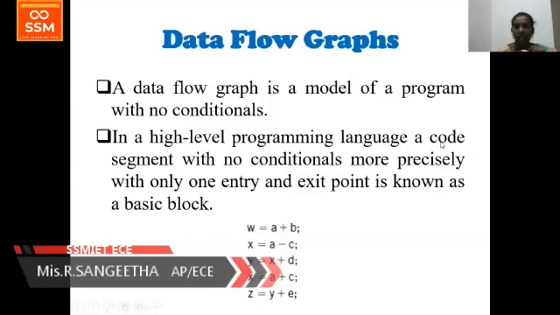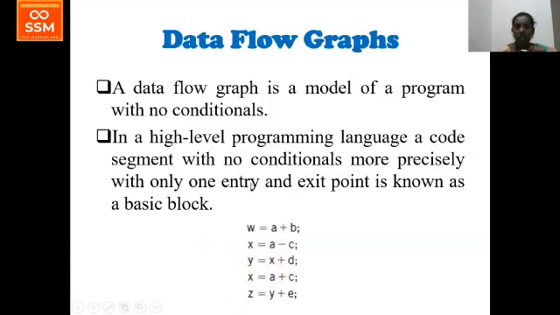In a high-level language, a code segment with no conditionals has only one entry and one exit point. Here W is equal to A plus B, an addition operation, and X is a subtraction. Some expressions are given, but here we have two X values: one is performing addition and the other is performing subtraction. So we can change this.